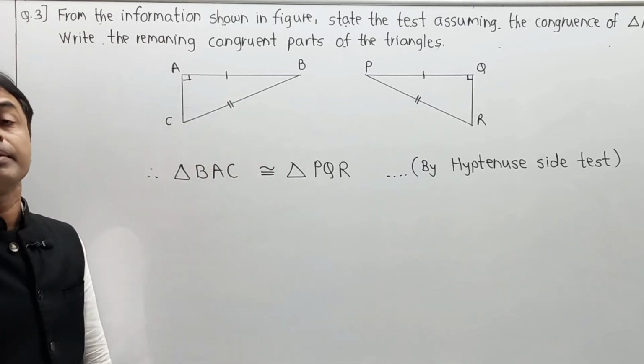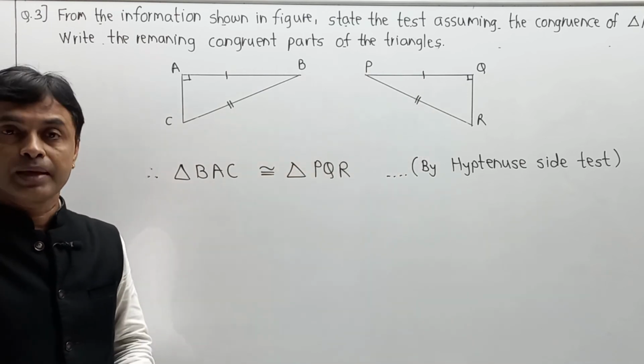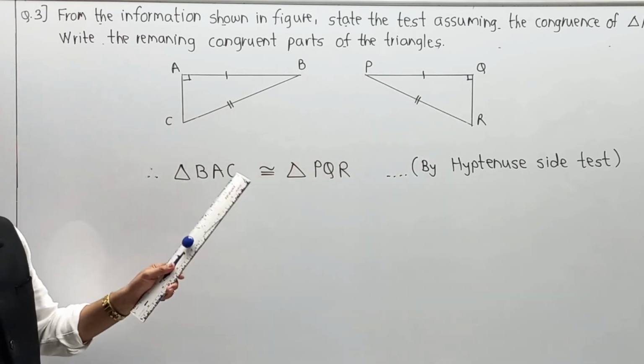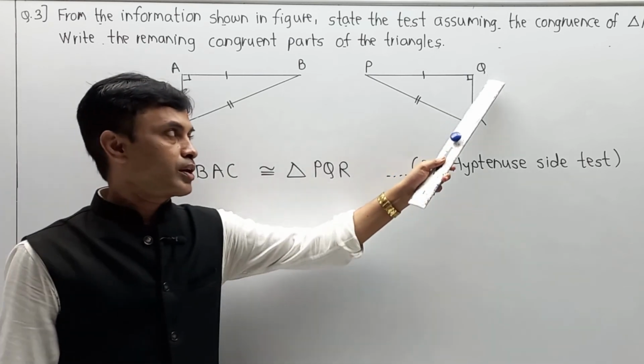Now we have to write the remaining part also. Some parts are already given in the marking, and the remaining parts we are supposed to write. In that case, the first part you can say is that side AC is congruent to side QR.